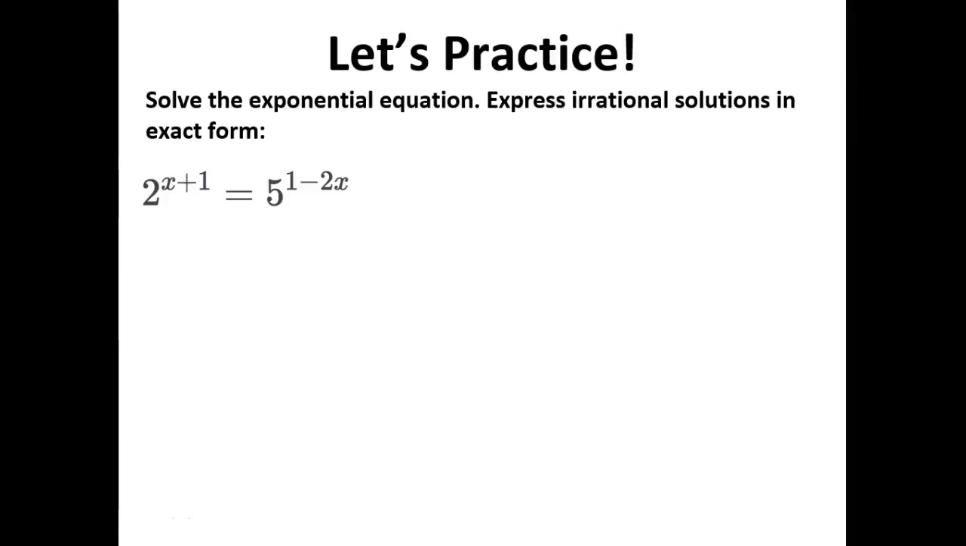How about this one? Here, the bases are not the same, and there are exponents that have variables. We're not going to be able to just set the exponents equal to each other because the bases are not the same. So we have to somehow get the variables out of the exponents.